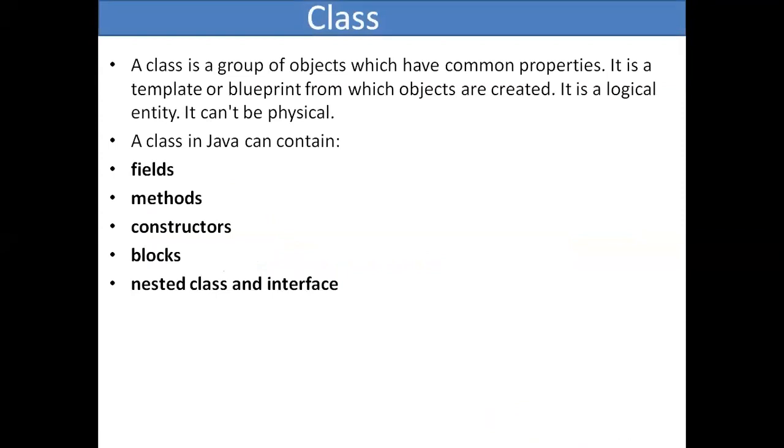A class is a collection of data members and member functions. A class is a group of objects which have common properties. It is a template or blueprint from which objects are created. It's a logical entity. It can't be physical. A class in Java can contain fields, methods, constructors, blocks, nested classes, interfaces, etc.